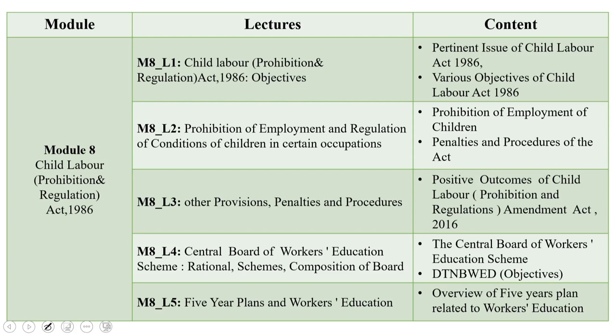We also looked into the Gurupada Swamy committee, the outcomes of that committee report, and how the Child Labor Prohibition and Regulation Act 1986 emerged. We looked into the objectives specifically; the various pertinent issues of child labor were discussed in the first lecture. In lecture 2 and lecture 3, we looked into the prohibition of employment and regulation of conditions of children in certain occupations and other provisions. Penalties and procedures were looked into. We tried to establish key aspects like what do you mean by occupation? What are the different jobs in which children cannot be employed? The occupation, the process, penalties, especially if you recollect, were covered under section 14. So all these aspects were covered.